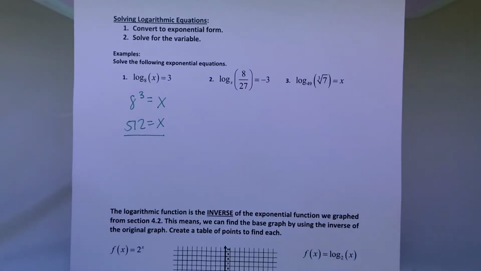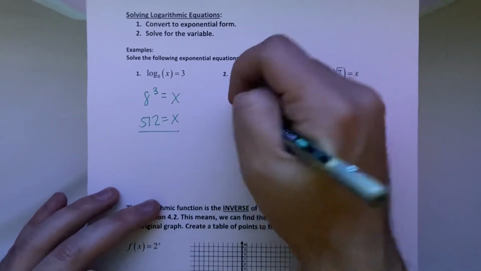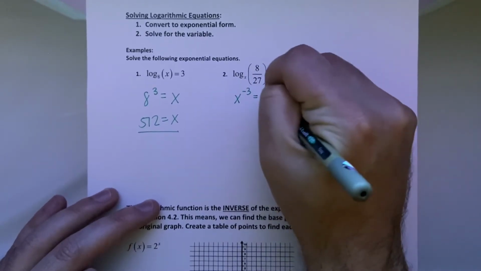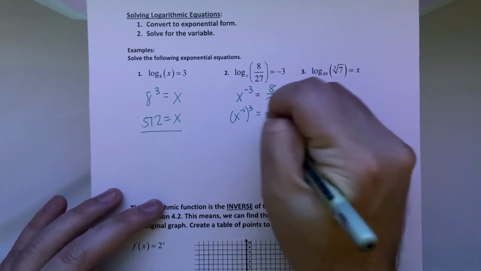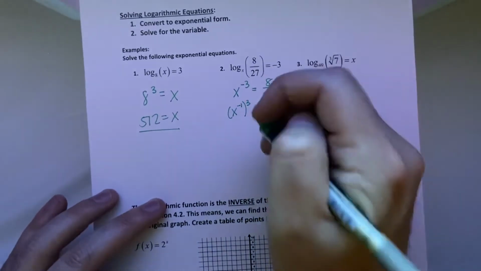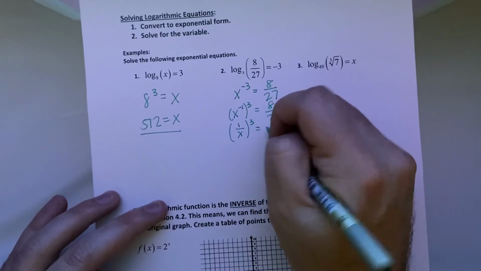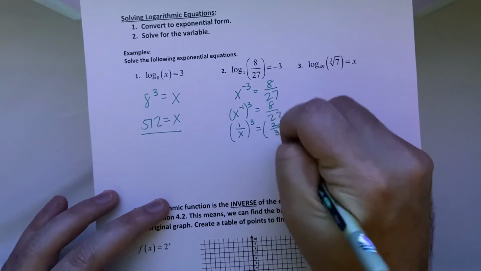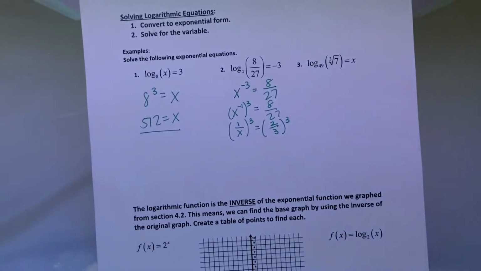Now, more realistically, you may have a little more work to do than that. Log base x of 8/27 equals -3. We can rewrite to x to the -3rd is 8/27. This is really x to the -1st cubed equals 8/27. So 1 over x cubed equals, I need a common exponent, so this would be 2/3 cubed, because again, 2 cubed is 8, 3 cubed is 27, so that's how it works with fractions.